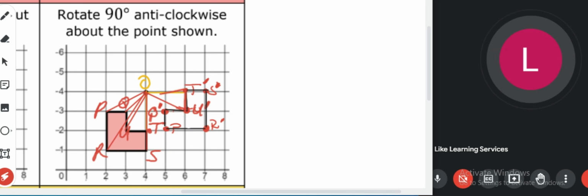So we join the points. This is joined in black. T prime to S prime, S prime to R prime, R prime to P prime, P prime to Q prime, Q prime to U prime, U prime to T prime. That's how it should be.